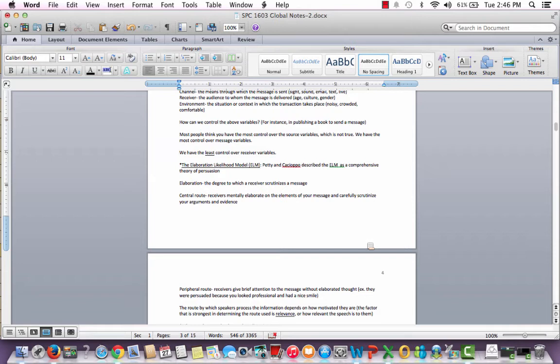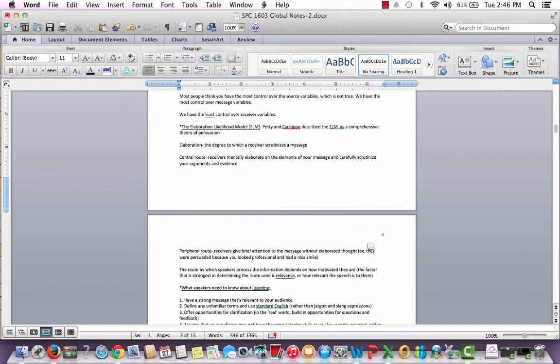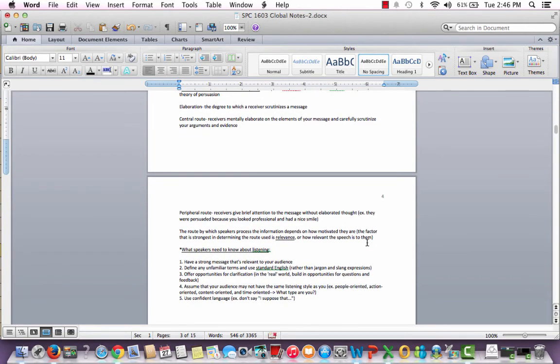The central route is when you look past some of those factors and you actually carefully think about the arguments and the evidence and whether the speaker was actually credible. The route by which the speakers process the information depends on how motivated they are. The factor that's strongest in determining the route is relevance, or how relevant the speech is to them.